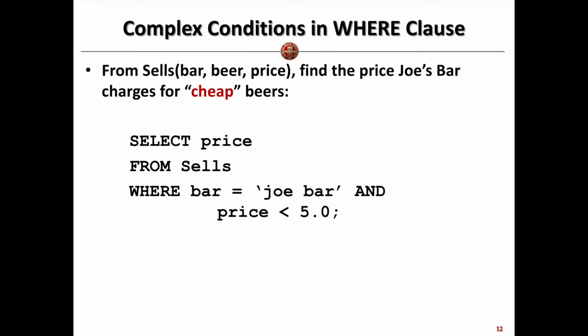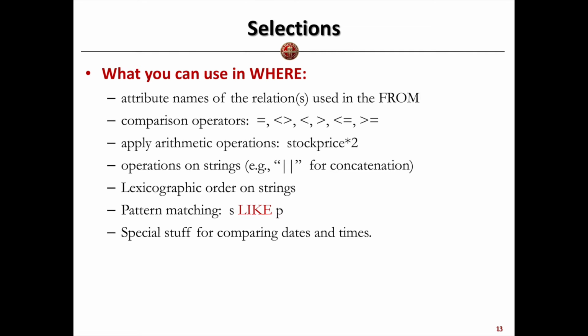Right, I hope you can follow me. So we are now using complex conditions in the where clause. Here we combine two conditions via this AND. And besides this AND, we can also use some other operators to help us define some complex conditions. Generally, when we write down the where clause for the selections, we can use all the attributes, or the names of the attributes, appearing in the relations used in the from clause.